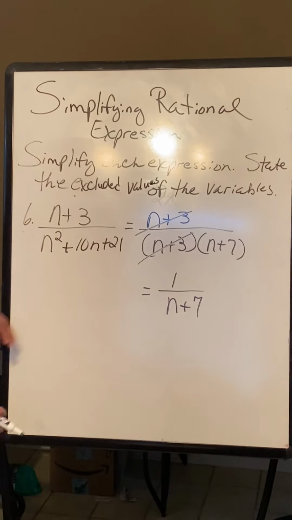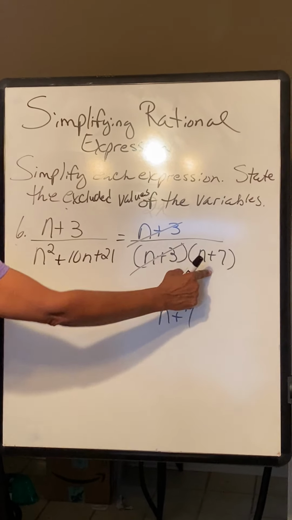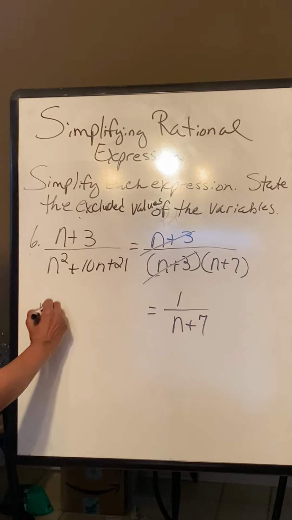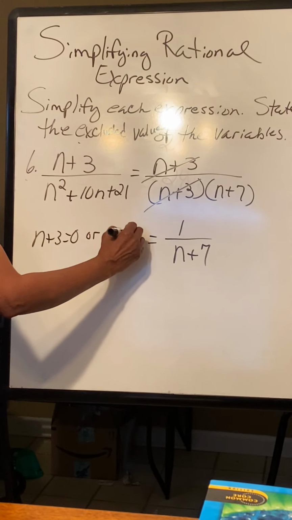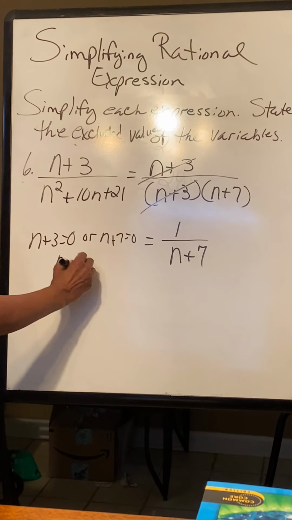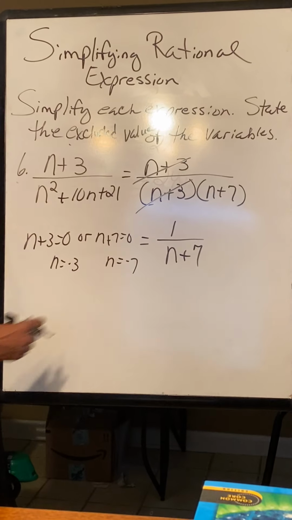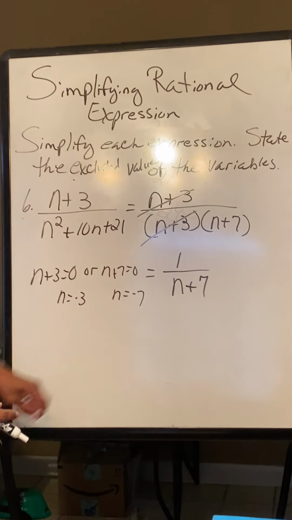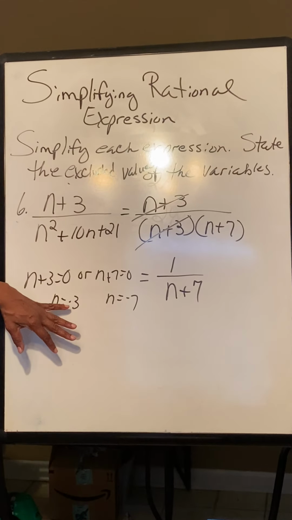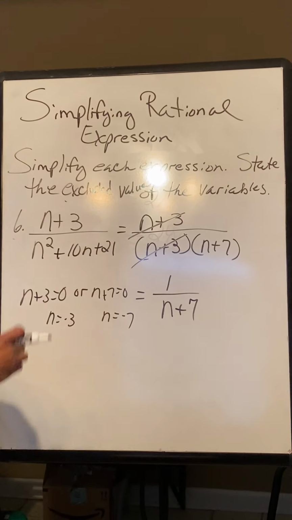So in order for me to find my excluded values, I will take this factored denominator, take each factor, set it up to be equal to 0, solve for n. So the simplified answer for the problem is 1 divided by n plus 7. The excluded values are a negative 3 and a negative 7.